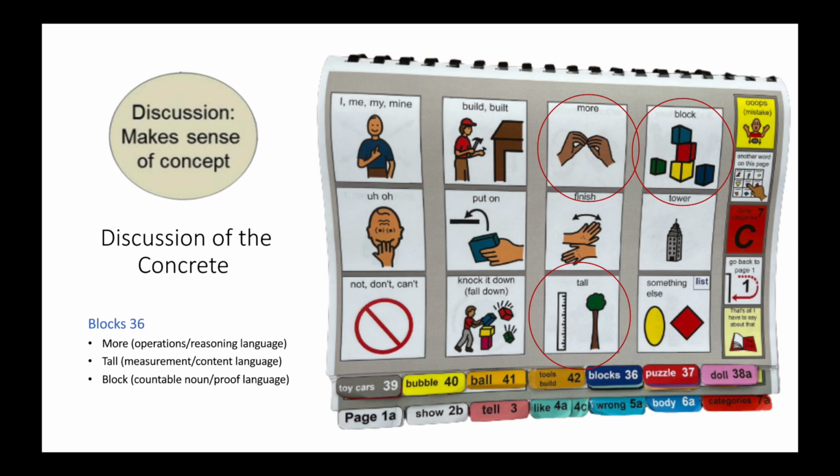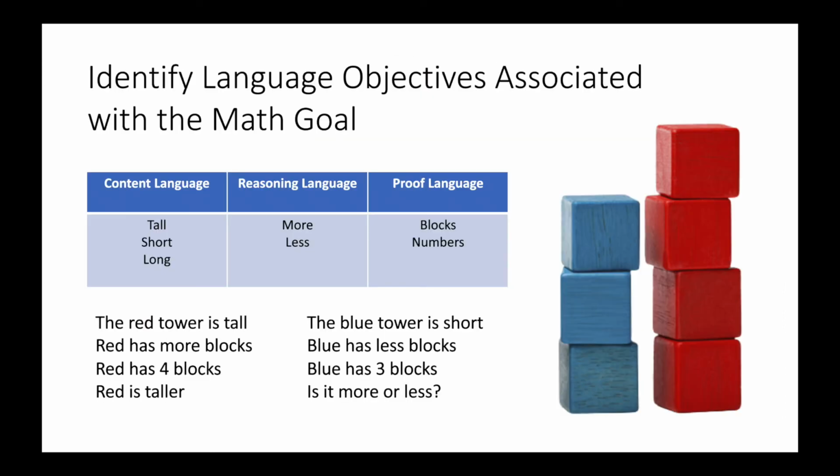There's these different types of words, and I've written there that like more is an operations word. It's a reasoning language word. Tall is a measurement word, but it's also part of that content language if we're thinking of Alan Rosales' table. And then blocks, which are countable nouns, they're part of proof language. We can say 1 block, 2 blocks when we're describing how they're different.